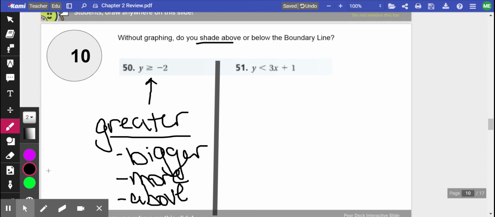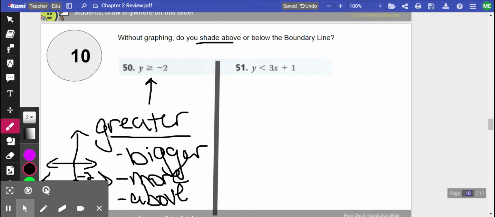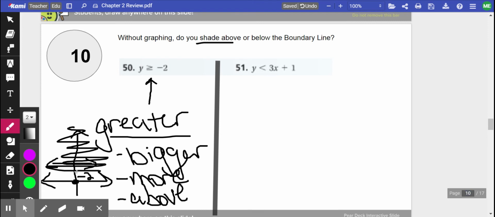So if I had that flat line again, for this example, it was an equal to, so it was solid. My y-intercept was at -2. I only want to shade numbers that are bigger than -2, so I want to shade all the numbers that were above it. So if I look at my plane here, I'm only going to shade numbers up here. So I'm going to shade all of the numbers that are bigger than that, above that line, okay?